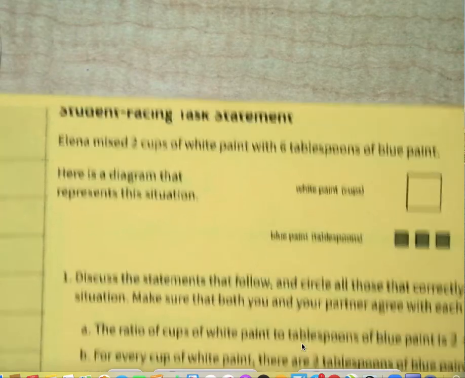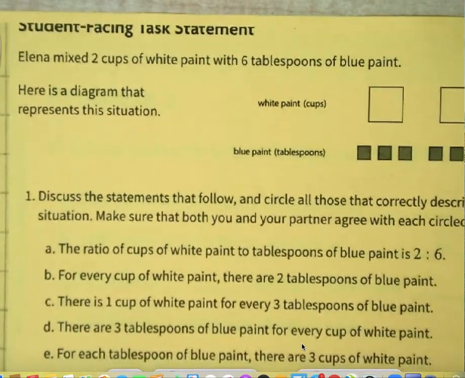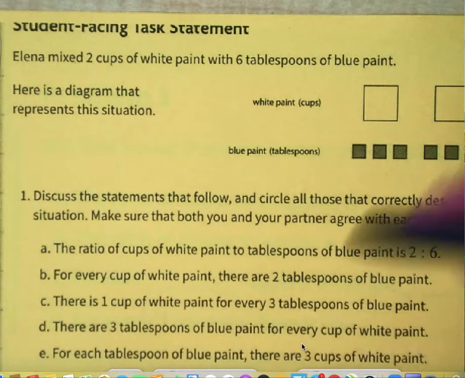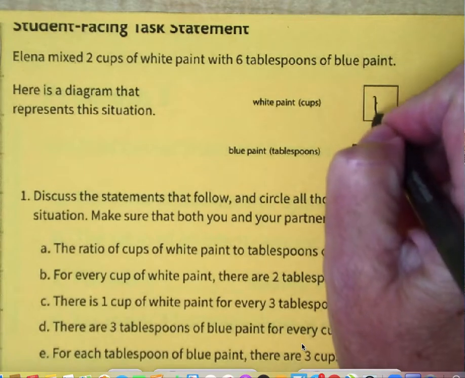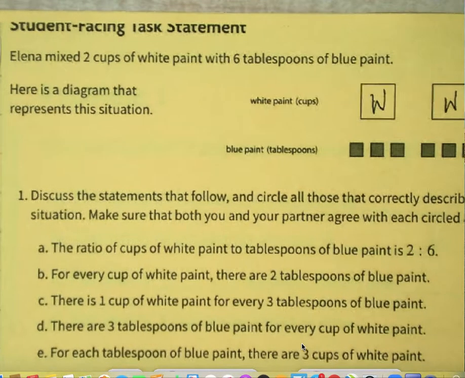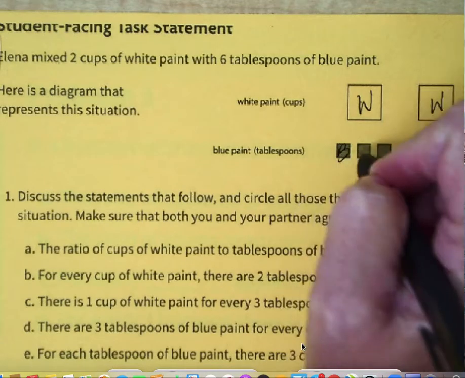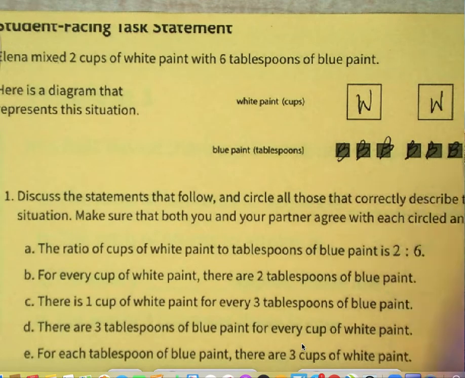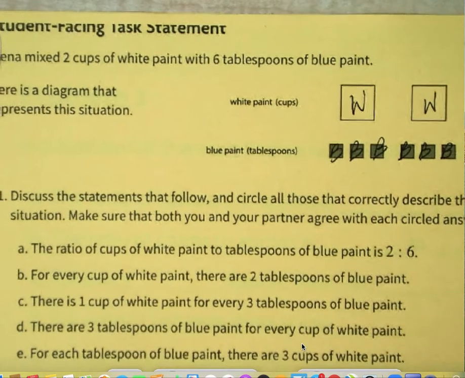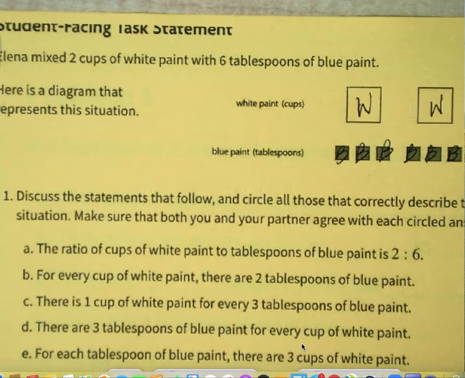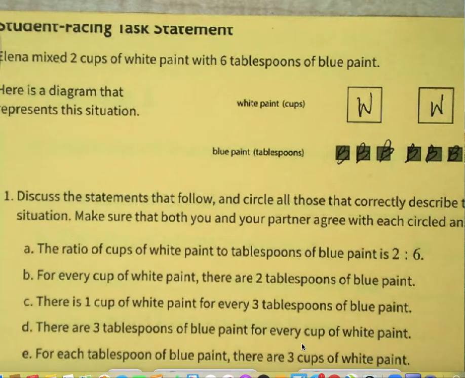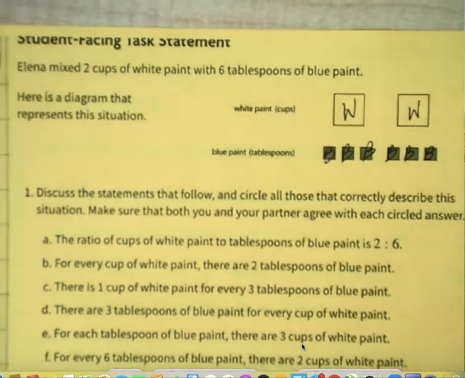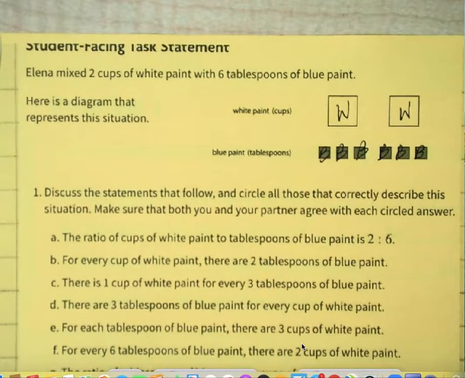So we're going to talk about mixtures today. Elena mixed 2 cups of white paint. Here's your white paint. With 6 tablespoons of blue. Right? Okay. All right. Discuss the statements that follow and circle all those that correctly describe this situation.